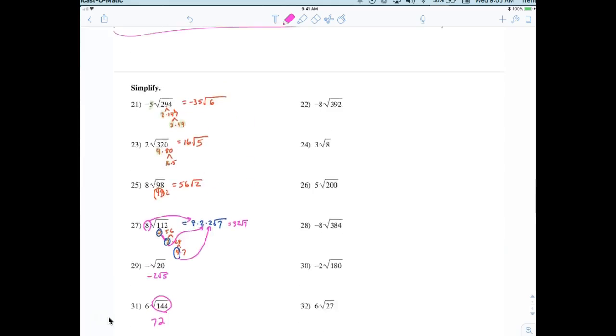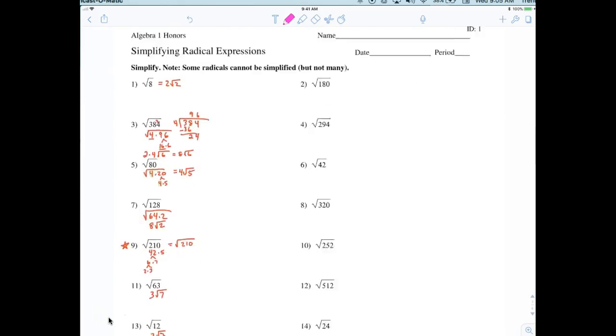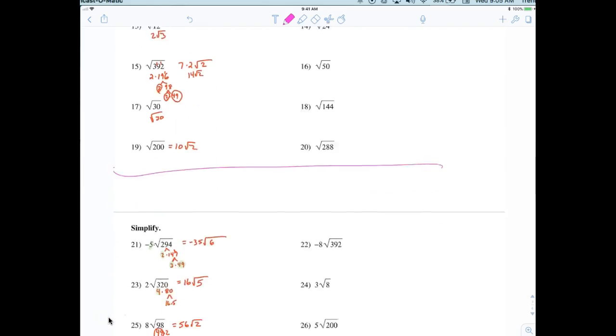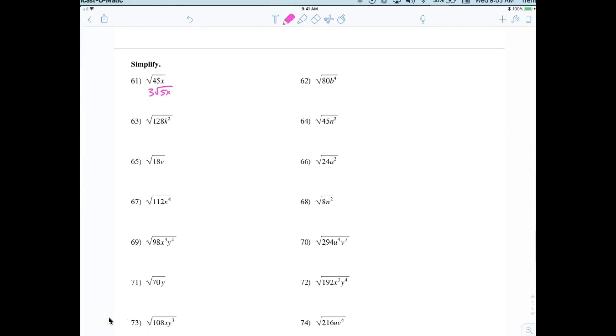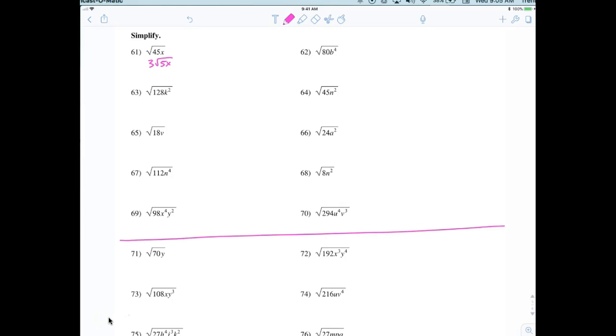Listen, again, for tomorrow, I want you to do all of the evens, all the way up to 70, guys. Just the evens, because we did the odds. No, I want everything up to 70.